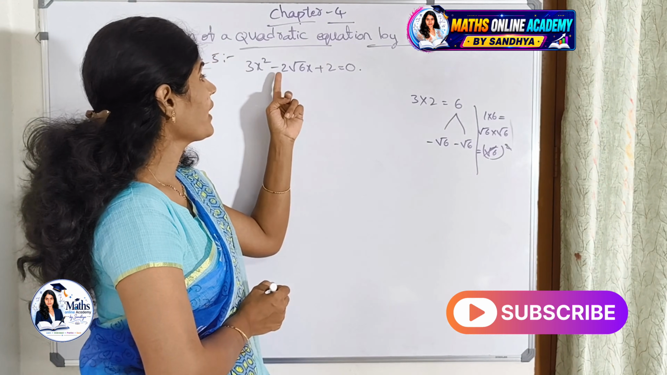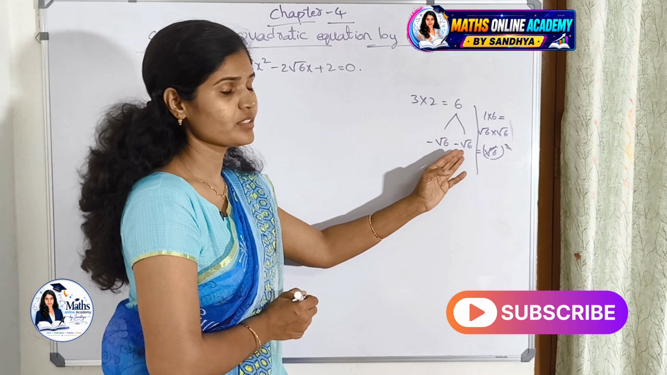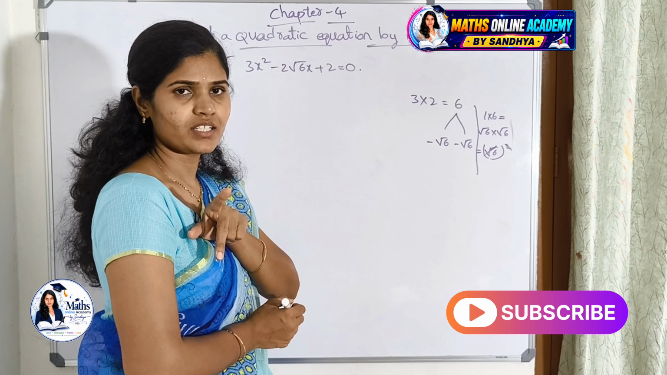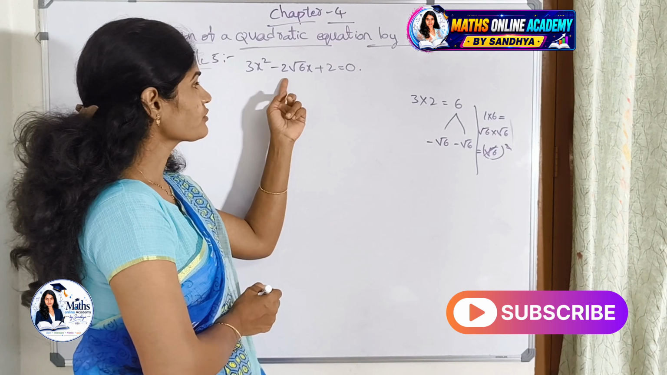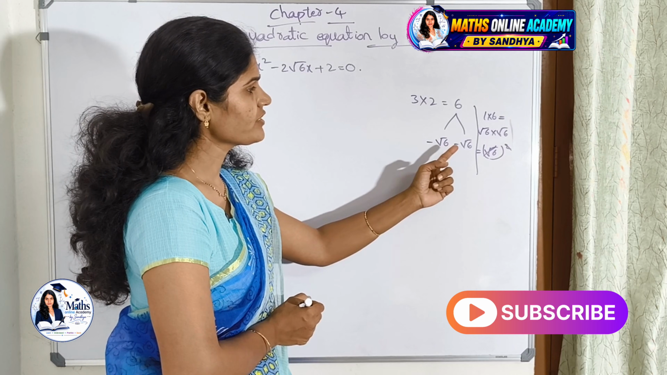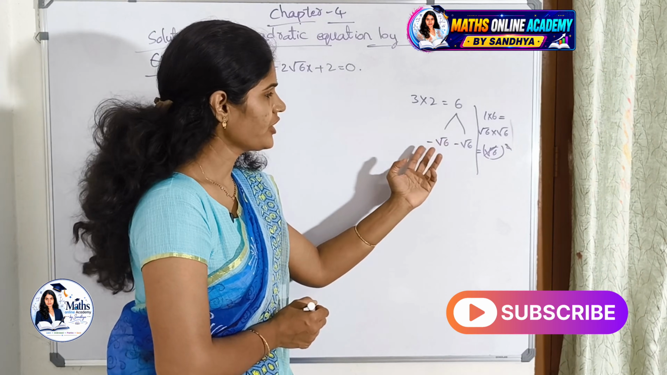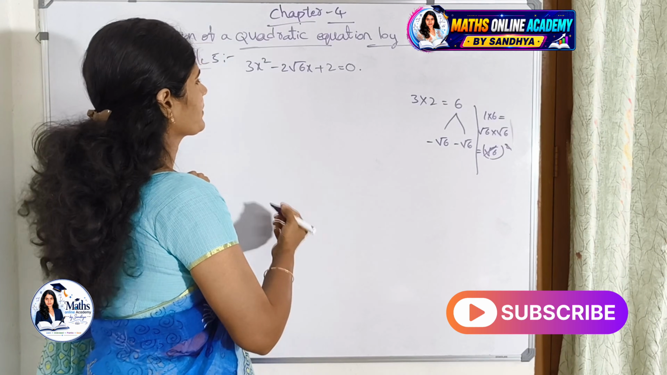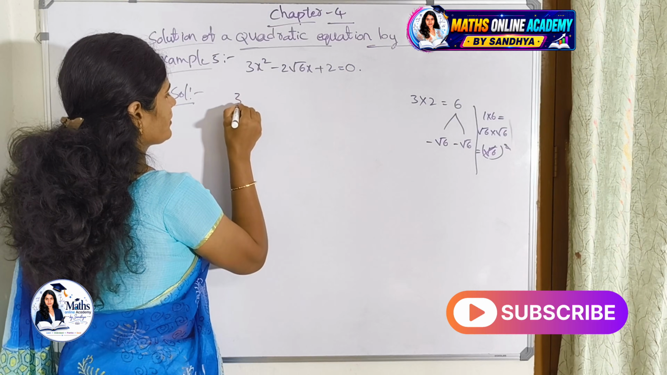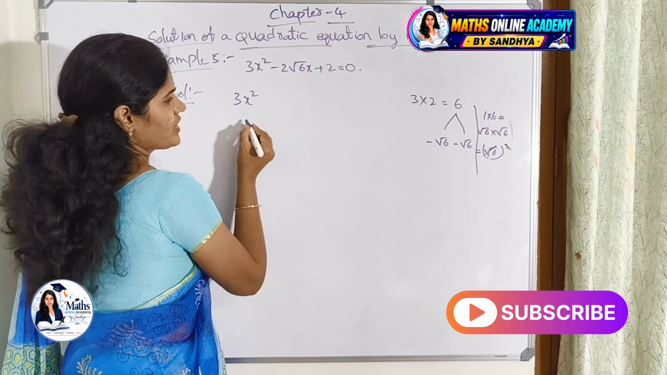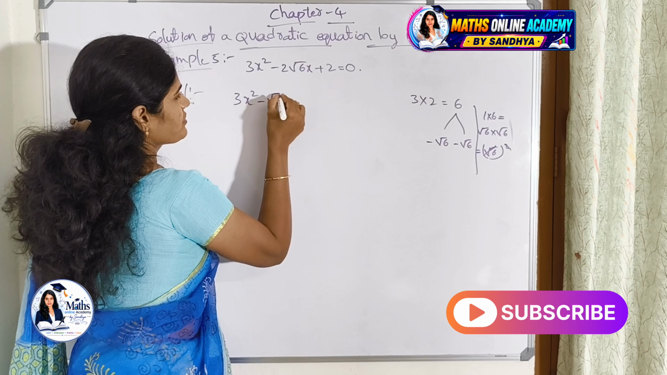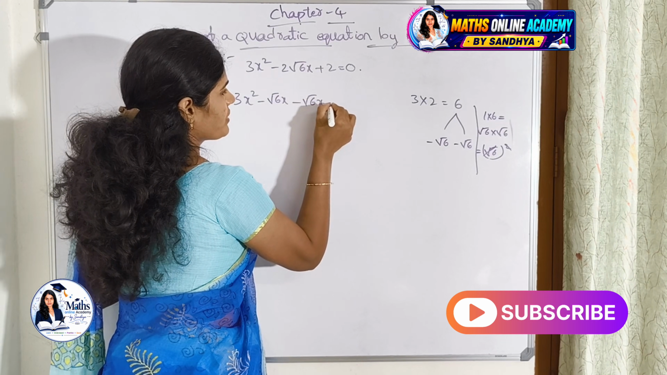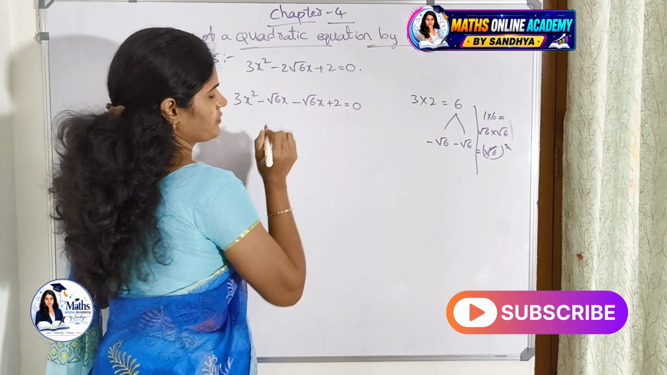And we want the minus 2 root 6. If you add plus root 6 and plus root 6, that is not correct. We want minus 2 root 6. So you take minus and minus, minus into minus is plus. And if you add minus root 6 and minus root 6 you get minus 2 root 6. Okay, clarified. 3x square minus root 6x minus root 6x plus 2 equal to 0.